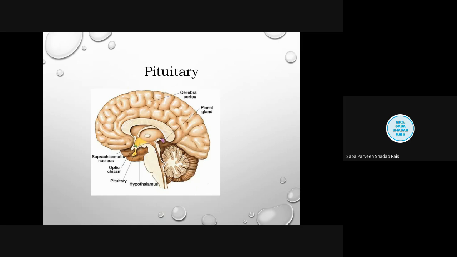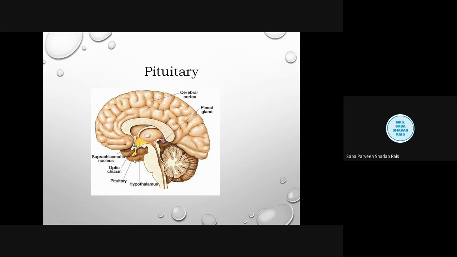Now the next gland we will be talking about is the master gland, the pituitary gland. You will observe that it is very close to the hypothalamus. Here, the pineal gland has been marked. The pituitary gland is this. This particular gland is present just beneath, or you can say you can find it in connection with, the hypothalamus itself.